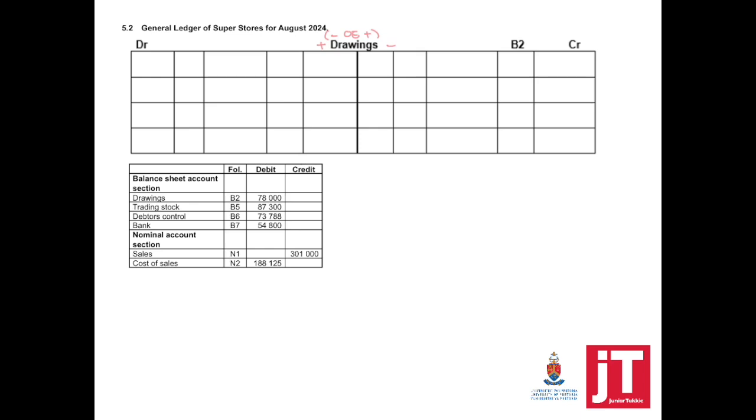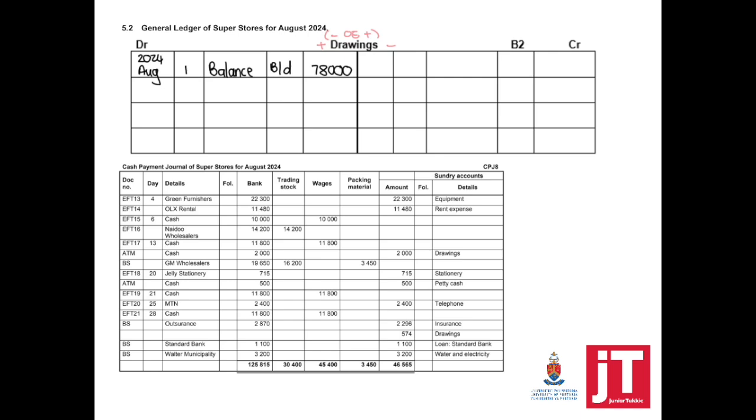Drawings is a direct owner's equity account which will decrease my owner's equity on the debit side and increase it on the credit side. But drawings will always have the opening balance on the debit side. What happened during the month? So now you need to go and check your journals which you've just completed, the CRJ, the Debtors Journal, the CPJ. And when we're posting from the journals, posting from the money columns happens at the end of the month. Posting from sundry accounts happens on the day the transaction took place.